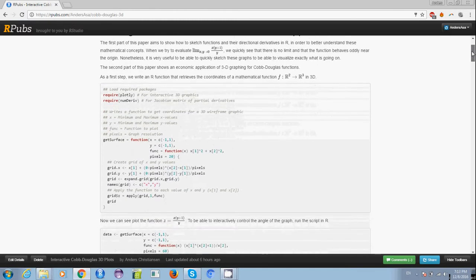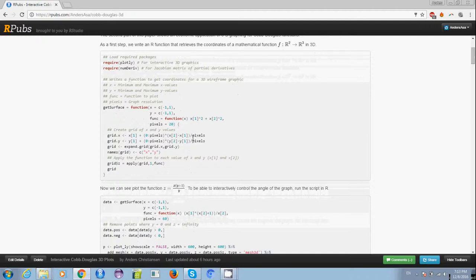And so I start by loading 2 packages. Plotly is a package for plotting 3D graphics, and numDeriv is for getting the Jacobian matrices of partial derivatives. I start by writing a function that takes coordinates in 2 dimensions, applies a function to retrieve the coordinates in 3 dimensions for the plot that we would like to plot. And it takes 4 arguments: the minimum and maximum x values and y values, the function we would like to plot, and also the level of resolution you would like.